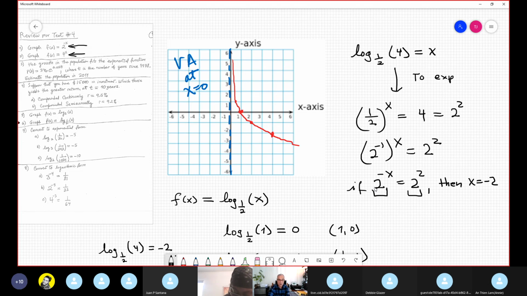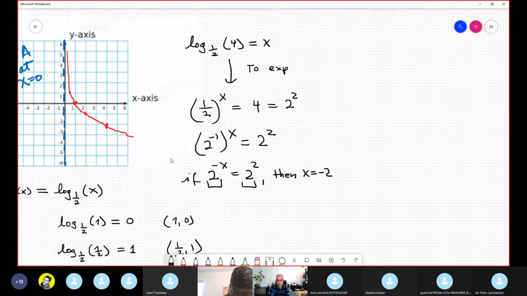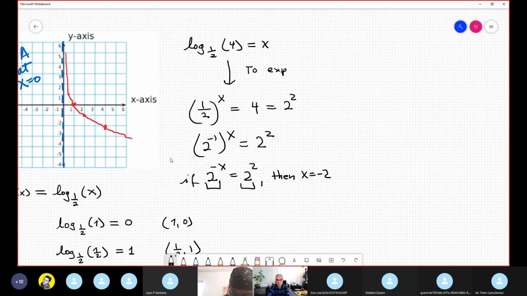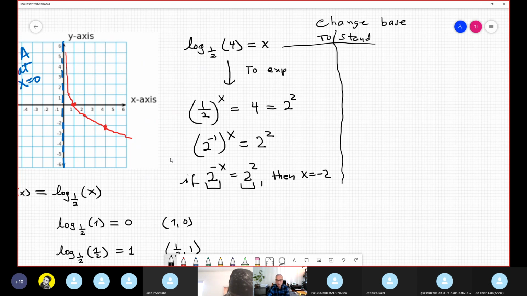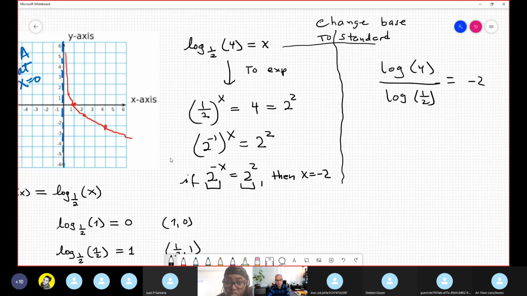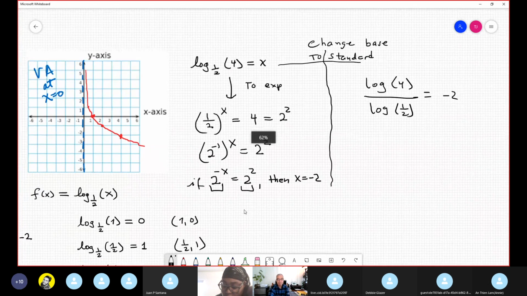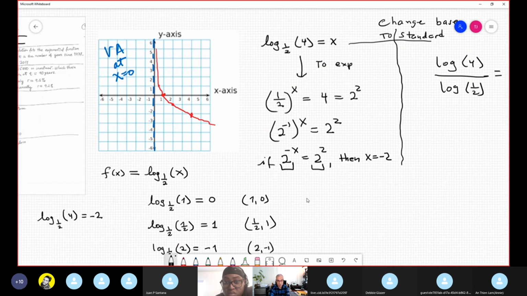Another way, if you never understood this part very well, no problem. You put it in a calculator. You change the base to a standard base. So you put in a calculator log of 4 divided by log of 1/2. Put it in the calculator, and the answer is the same. No problem, so you have no excuse. You can find it by hand or calculator, the way you prefer.